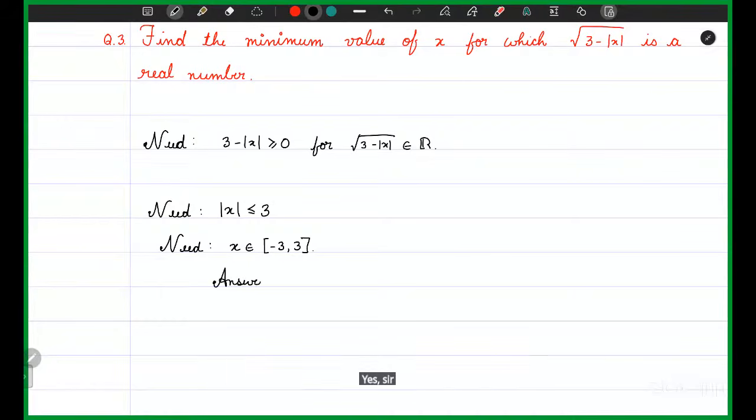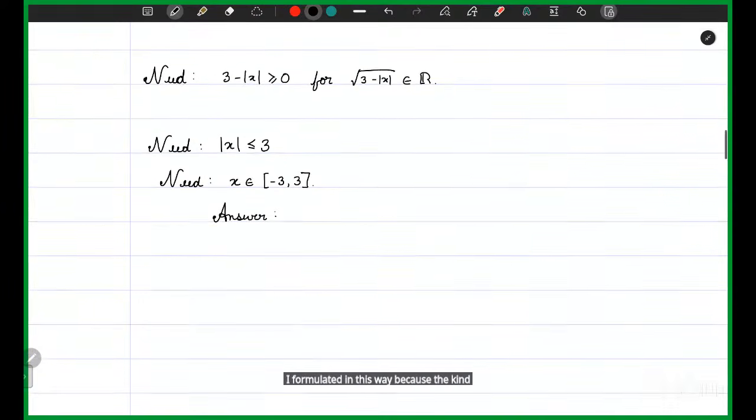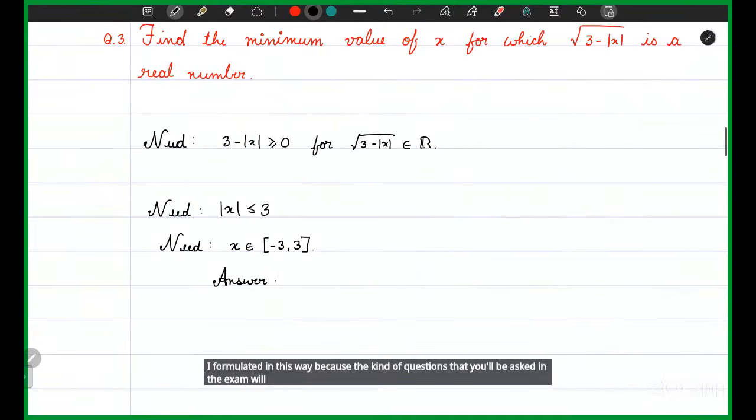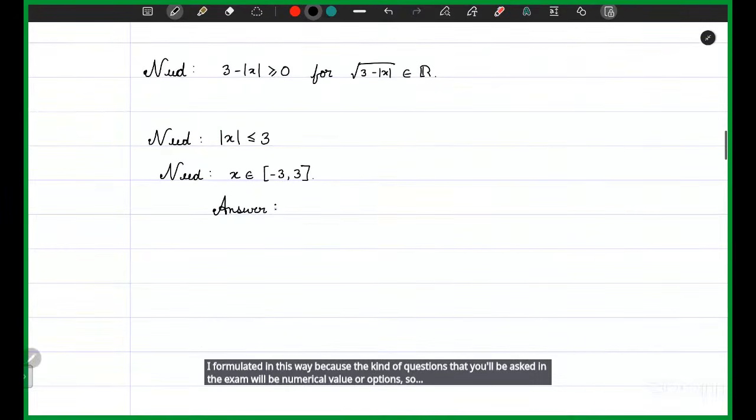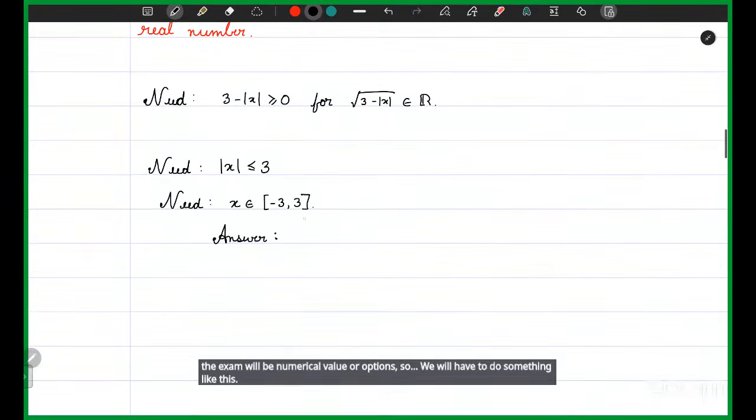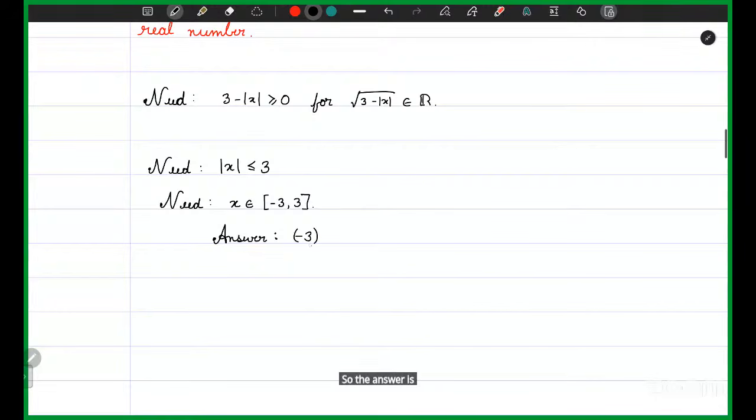I formulated it in this way because the kind of questions that you'll be asked in the exam will be numerical value or options. So we will have to do something like this. So the answer is minus 3 because it is the minimum among all the values present over here.